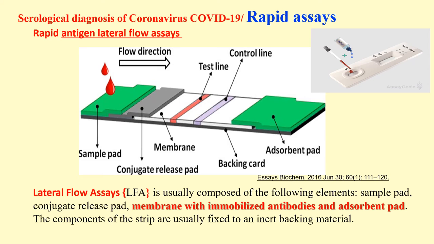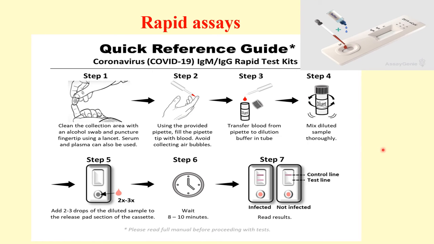Also, this assay, as I have mentioned in the previous practicals, can be used to detect other different types of viruses. Again, what you see here in this slide is the rapid assay protocol, or we call it the quick reference guide for the coronavirus COVID-19 IgM IgG rapid test kit.